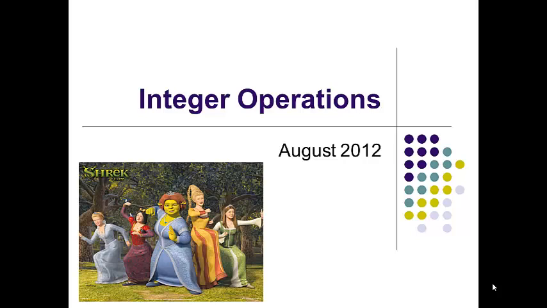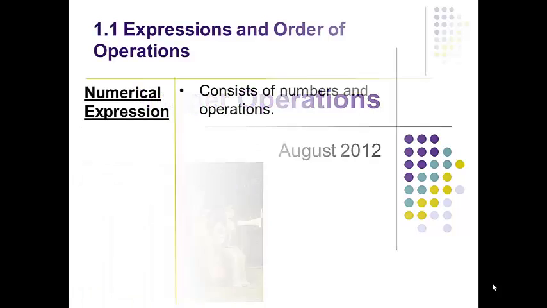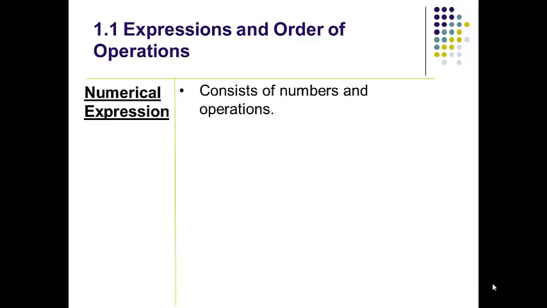So chapter 1 is about integer operations, and 1.1 is about expressions and our favorite order of operations. So hopefully some things are coming back to you regarding what you've learned about the order of operations in 6th grade. So let's just start off with what a numerical expression is. Basically, it's an expression that consists of numbers and operations. So here you can see we have our numbers and then we have some of our main operations.